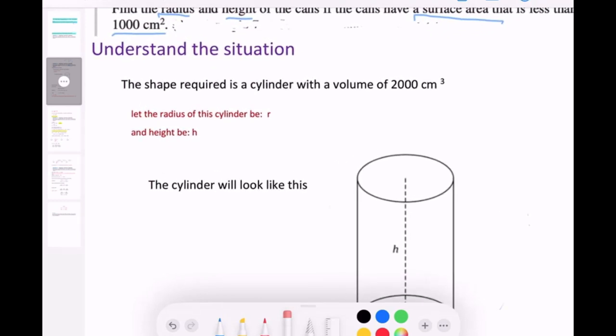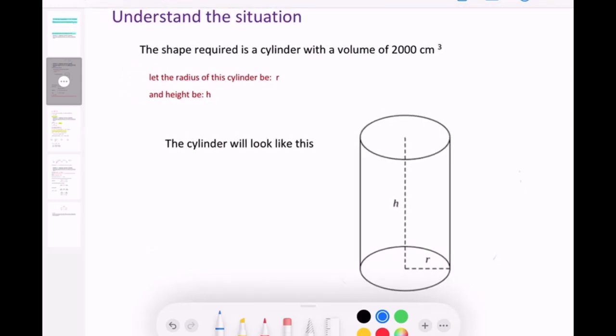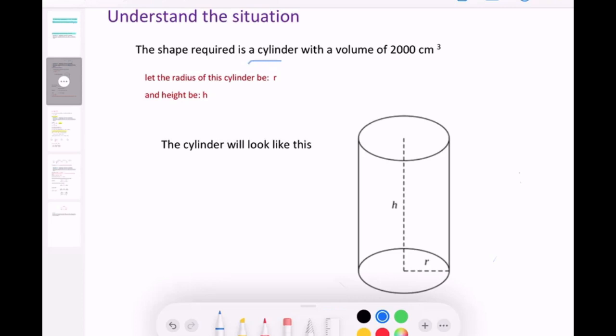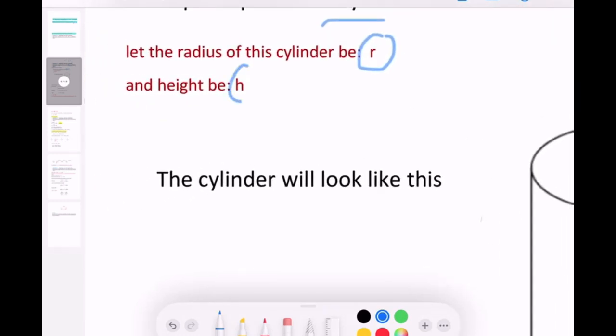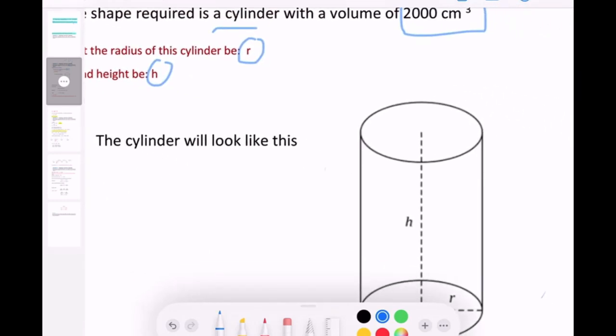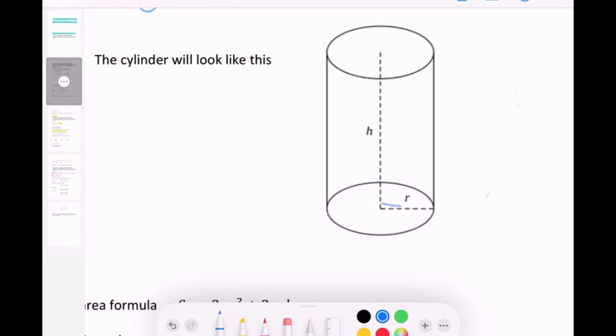In this problem, we have to deal with the cylinder. The volume of this cylinder is given as 2,000 centimeters cubed, and we are required to find the radius and the height. Let's call R the radius and H the height. So our cylinder looks like this. This is our radius of the base, which is a circular base, and this is our height.